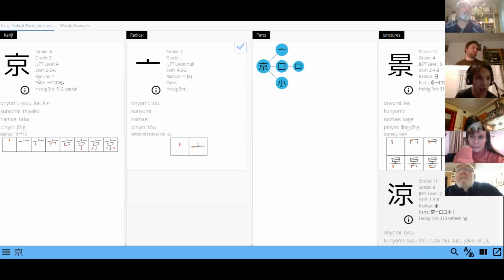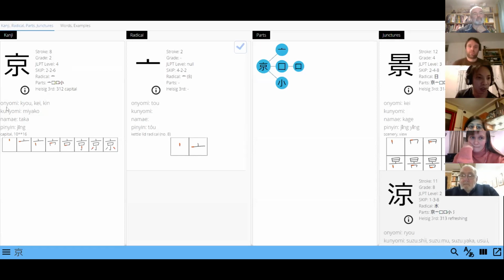I would say the radicals. The radical is like the indexing component of the kanji. It's like the root or stem of a word. And sometimes it tells you the characteristics of the character, so you can guess it.